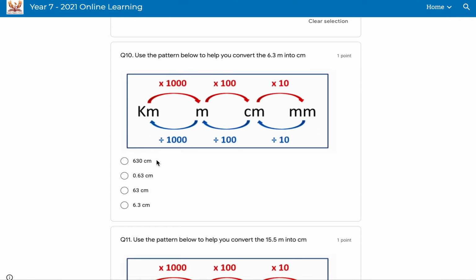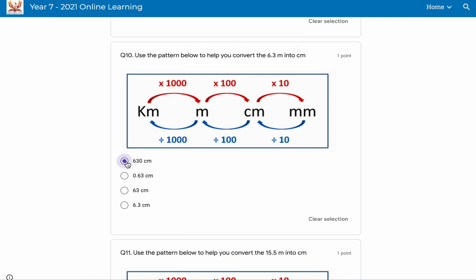Okay, let's do the same, but this time let's convert 6.3 meters into centimeters. So we're in meters still, and this time we've got 6.3 meters, but we're still going to centimeters, so we still need to do the same thing. So we multiply by 100. So 6.3 times 100 is 630.